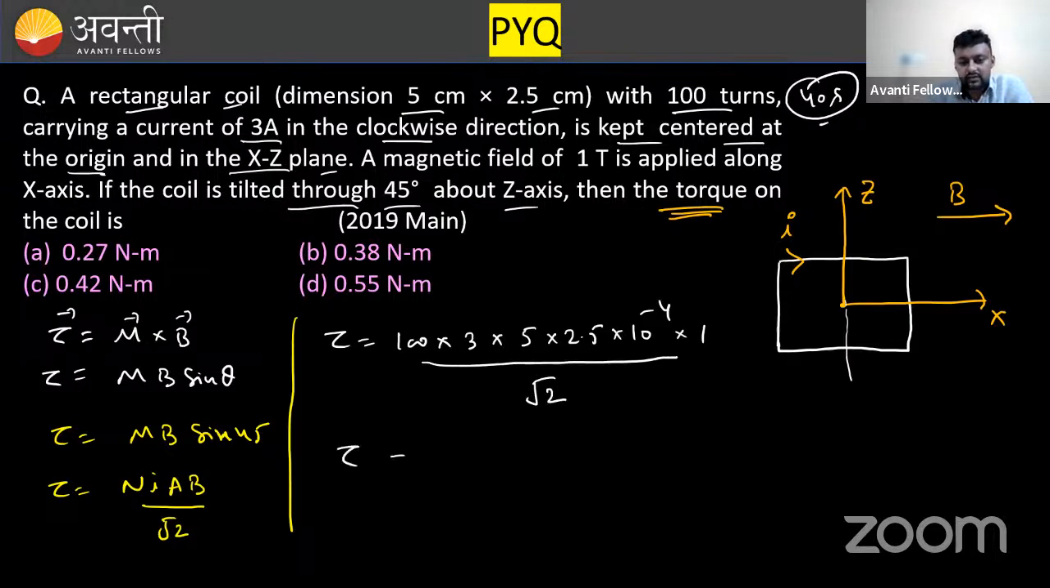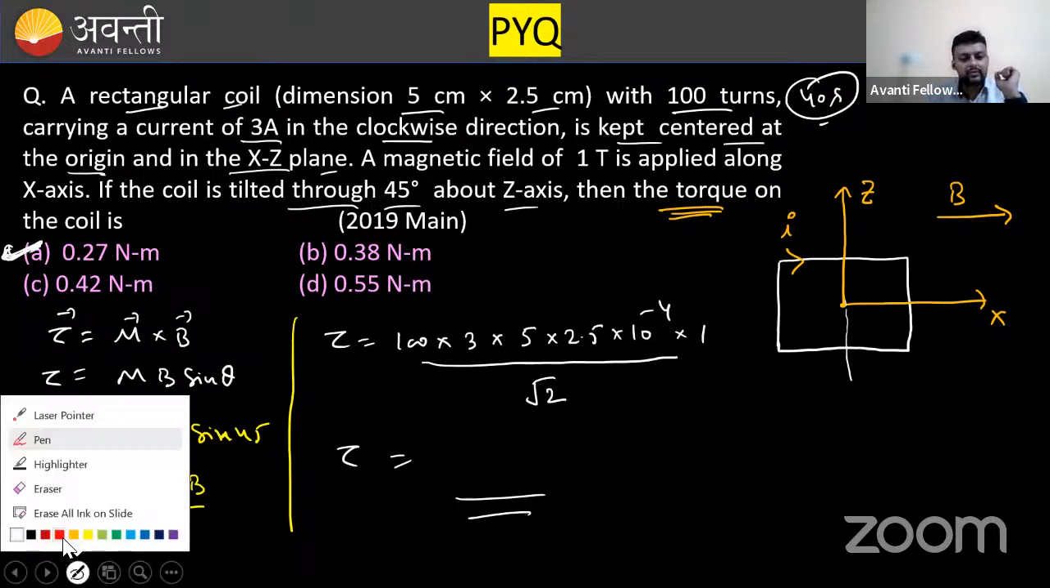And if you solve this, you will get some decent answer, approximately 0.27. This will be your answer. So there is no problem. You can easily solve it and you will get the answer 0.27. Very good, Bhavnagar. Your answer is correct.